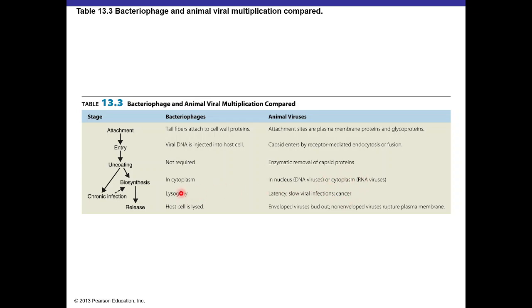Bacteriophages can lead to lysogeny, and in the case of animal viruses, it will lead to latency. And these will lead to slow viral infections and sometimes to cancer. And bacteriophages can lyse the host cell, while in the case of animal viruses, you can have budding out of the viruses, or rupture if it's a naked virus.